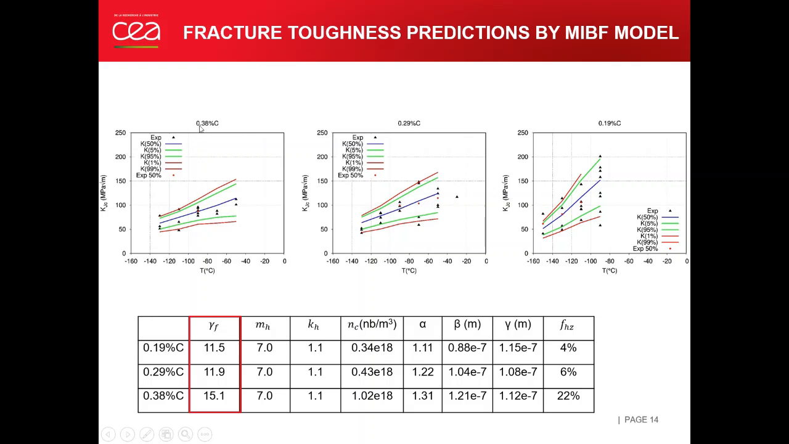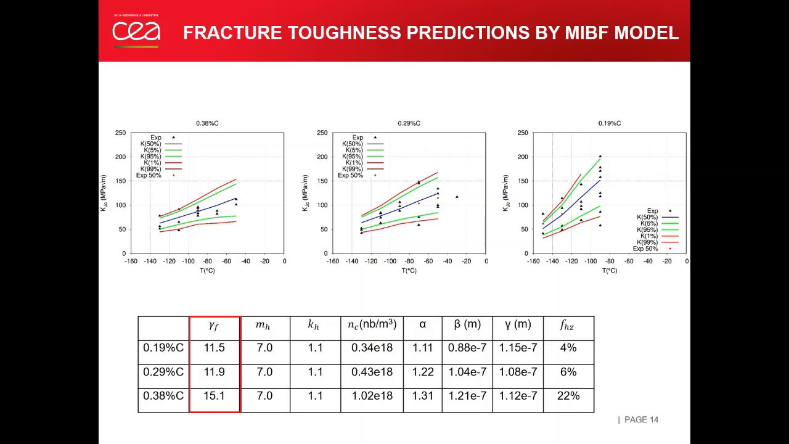For example, for the 0.38% material, we selected this point. Its reference temperature is minus 75 degrees, just beside here. And similarly, for the 0.29%, we have 3 points to calibrate our model, especially the gamma F. And for the 0.19%, the reference temperature is minus 123. It's here. So the 3 data points used for calibration are at minus 150 degrees, minus 130, and minus 110 degrees. These points are shown as red points on these 3 figures.